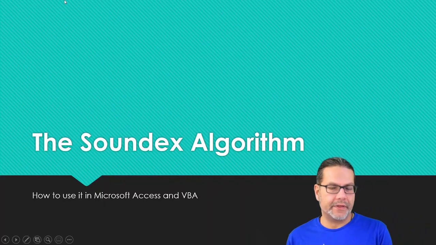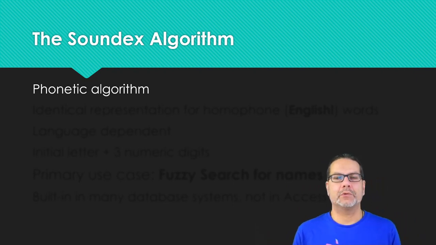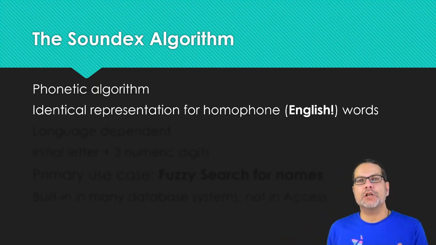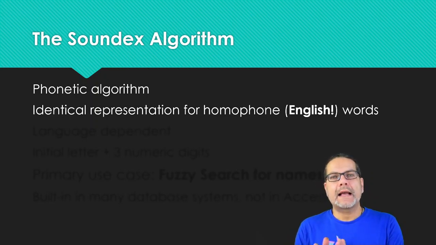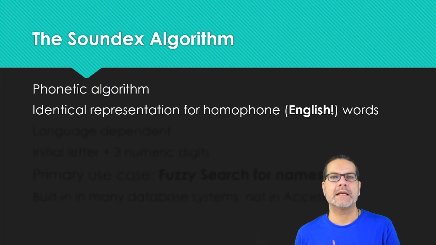So, the Soundex algorithm was invented in the early 20th century, and it is a phonetic algorithm. That means it deals with how language sounds. And the intention of the Soundex algorithm was to create an identical representation for homophone words. That means if, for example, the name Mark, if you just listen to the name, you cannot distinguish if that is spelled with a C at the end or with a K at the end. It's impossible to separate these two different spellings of the word. And the Soundex algorithm wants to find a unique representation just for this sound, regardless of the spelling.